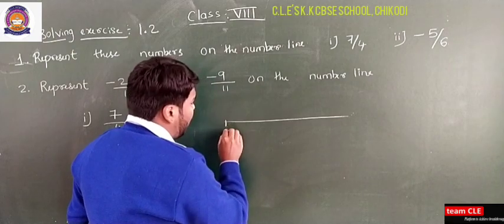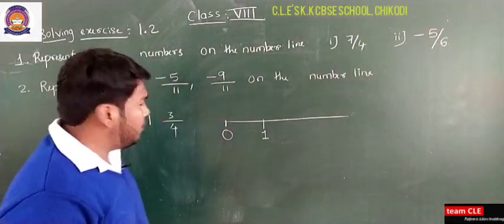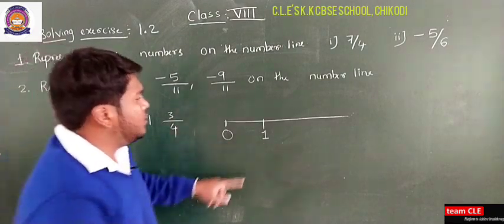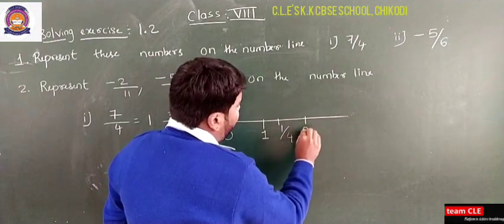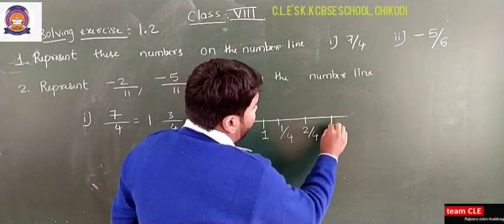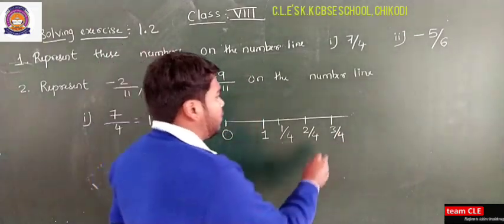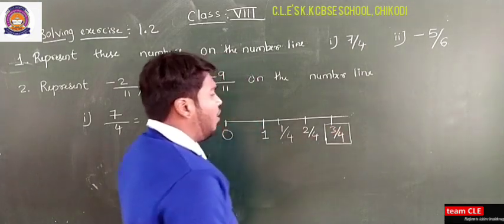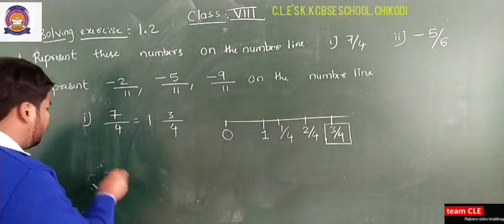I call this 0 and I call this 1. I want to represent one integer 3 by 4. So this is 0, this is 1. Then one integer 1 by 4, one integer 2 by 4, and one integer 3 by 4. So this is the representation of rational numbers on the number line. All of you note down this.